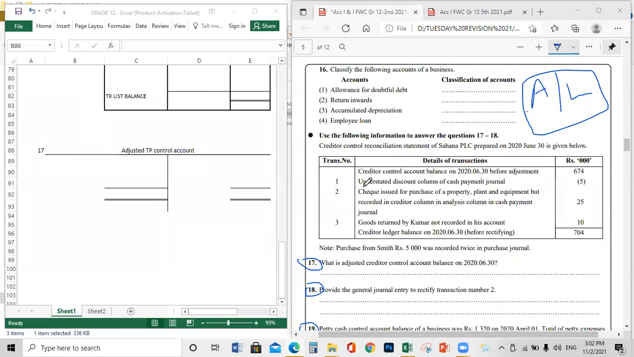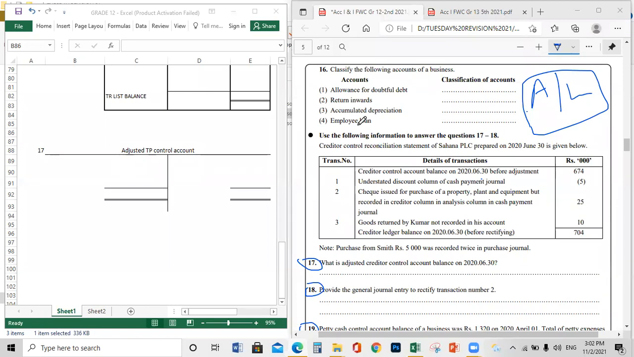Guys, did we do this one? No, right? Did we do questions 17 and 18? Can someone confirm? Okay, no. So let's start from that.